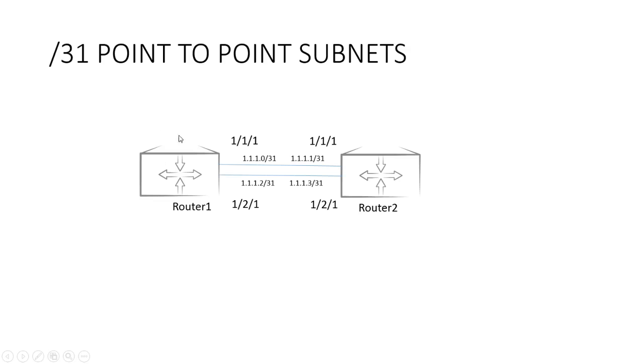So here we have our two routers, router one, router two. They're both ICXs. Slash 31s are only supported on the 7000 series ICXs. It's not supported on the 6000s. So 7250, 7450, 7750.